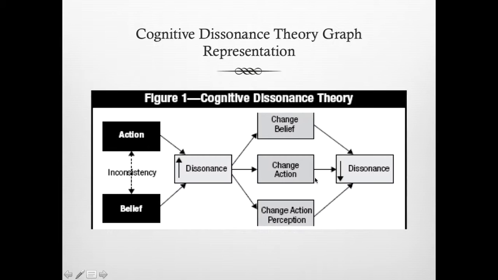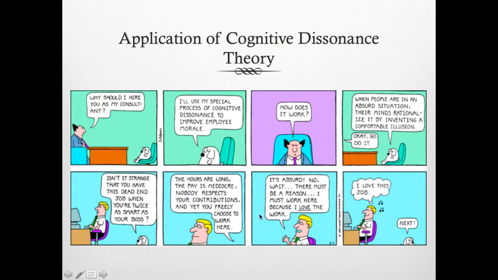Now, to decrease your chances, you can either change your beliefs, change your actions, or change your action perception. The more dedicated you are to one of those three things, the higher your chances are of reducing dissonance in your life. Hence, that's why the arrow is pointing down. Right here, I have a picture of the cognitive dissonance theory that is explained in our book.